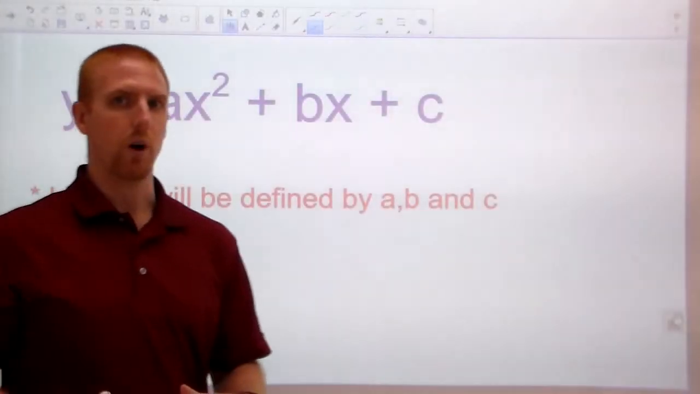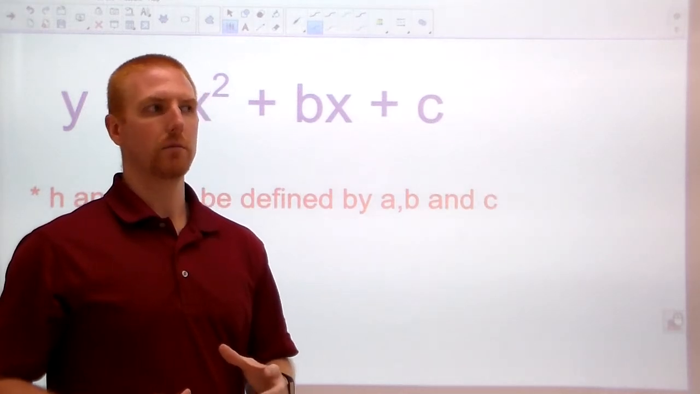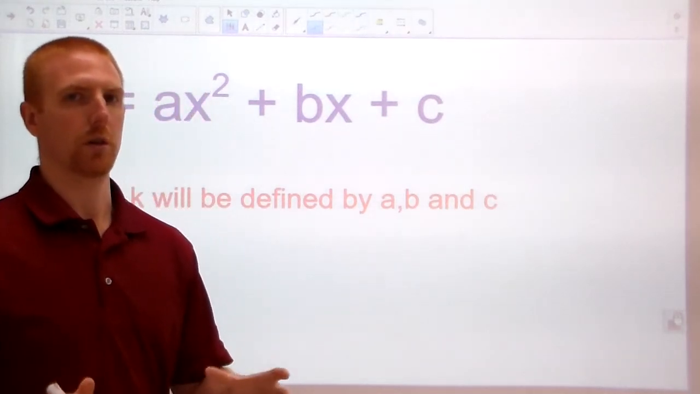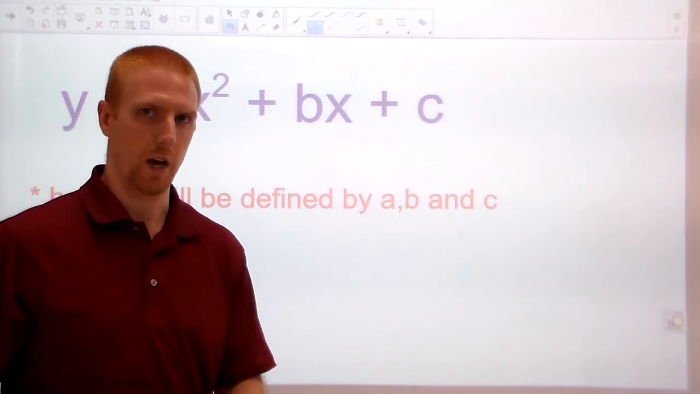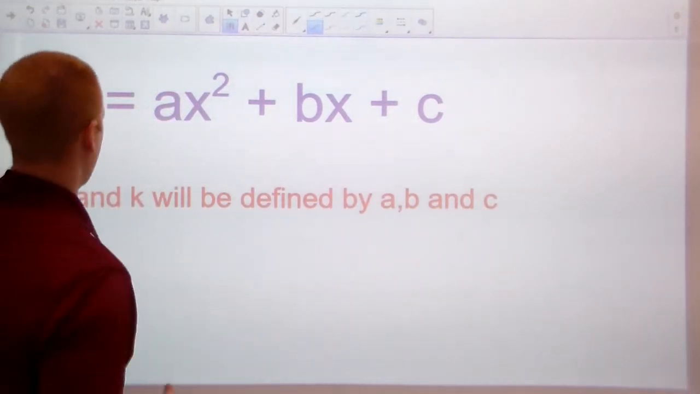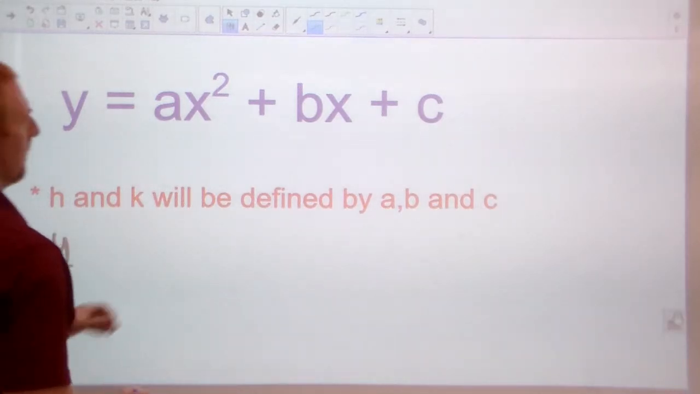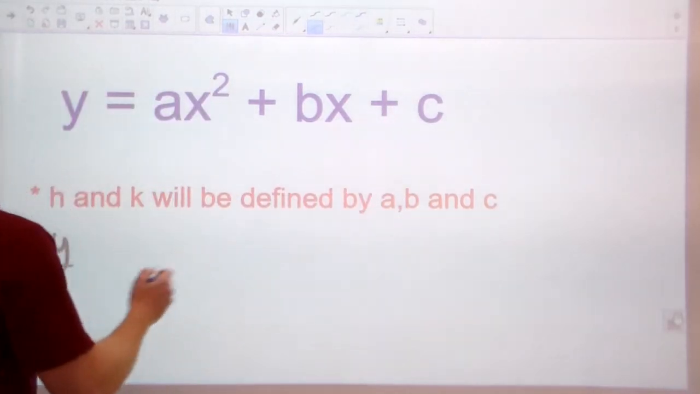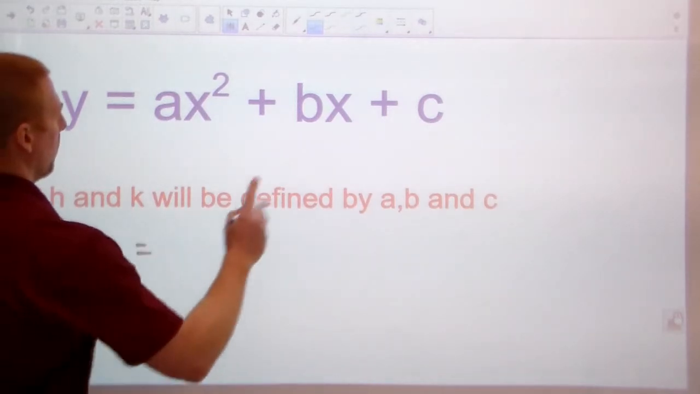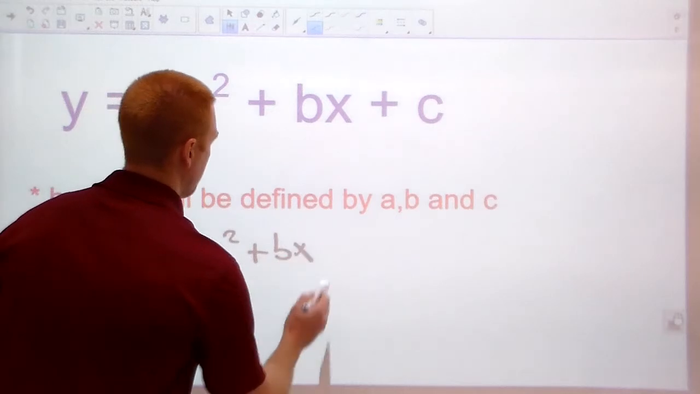As we run through this process, think about what you might notice some similarities to. Some formula that you've worked with a lot, that you might see some common pieces, because you're probably onto something. So first step, I'm going to get rid of the constant, or not get rid of it, I'm going to move it over. So y minus c is ax squared plus bx.